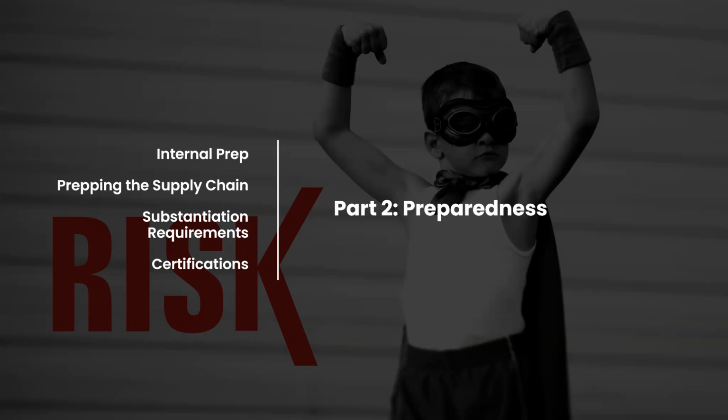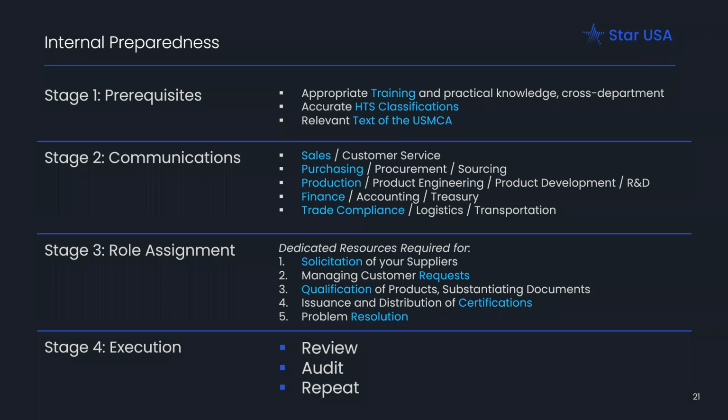So I find it extremely helpful to map out internally what steps we need to take, what external communications we need to have with our supply chain, and what requirements we know we're going to need to meet. So we have to gear our efforts towards those substantiation rules, and then knowing what our output is going to look like, what our certification is going to end up being when we're all done, if we've done it correctly. These are very humanized elements of executing a USMCA strategy. And the first step to that is internal preparedness.